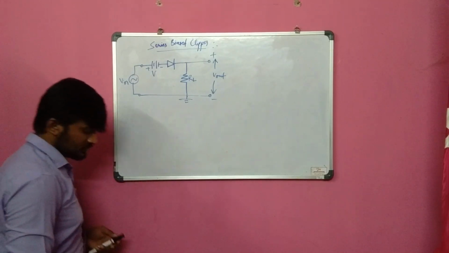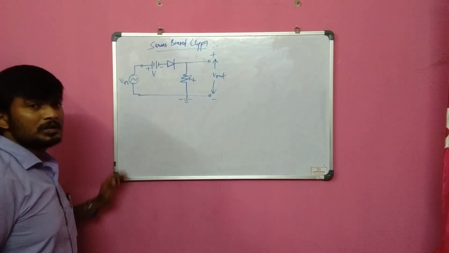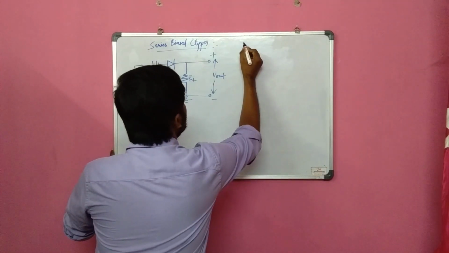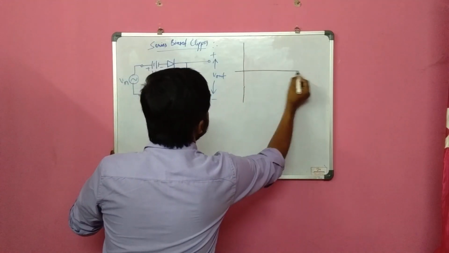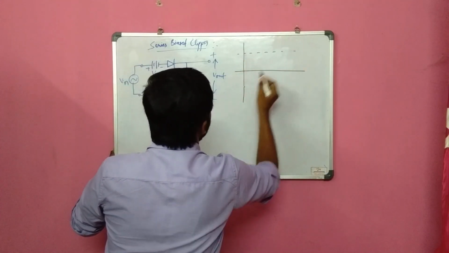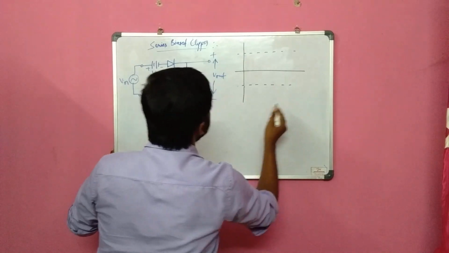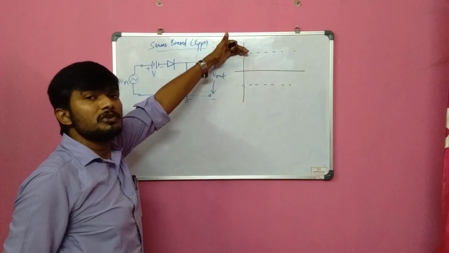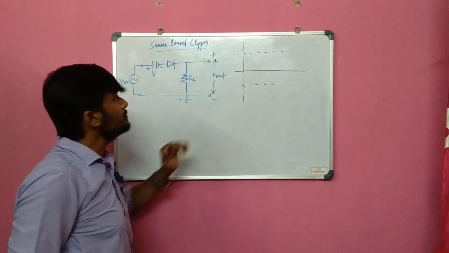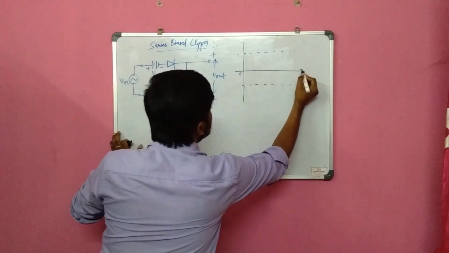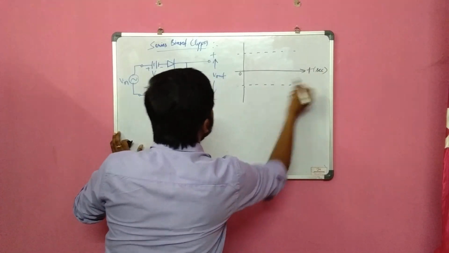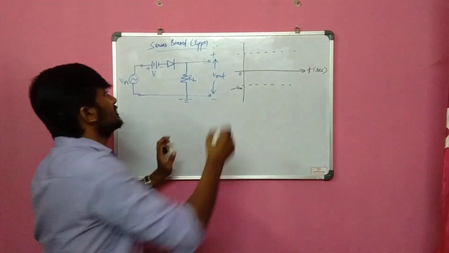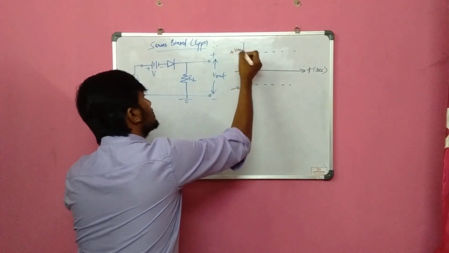Let's analyze. First of all, let me draw the input signal as I have done in the previous video. As I said, whenever we draw the input signal or any waveform, first of all we have to set the margin lines for the maximum border and minimum border. So this is the maximum position of the waveform, this is the minimum position. This is the zero line, which is time period in seconds. This is minus Vm, the negative maximum, negative peak. This is plus Vm, the positive peak.